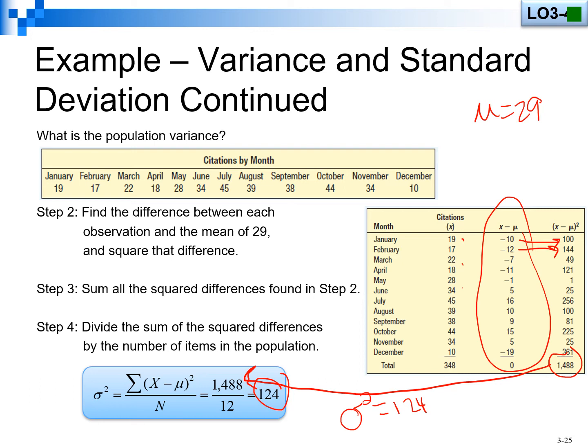Now, since I have this up here, the final step, if you wanted to get the population standard deviation, all you'd have to do is on your calculator, take the square root of 124 and you get a certain number. But that would be sigma, which is basically taking the variance and taking the square root of that.